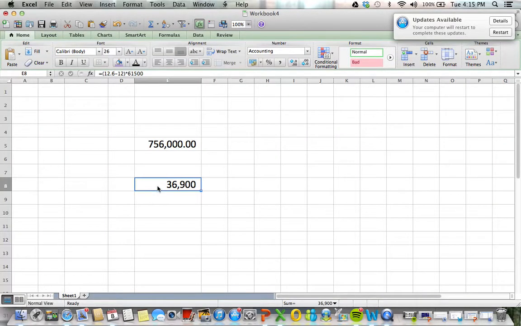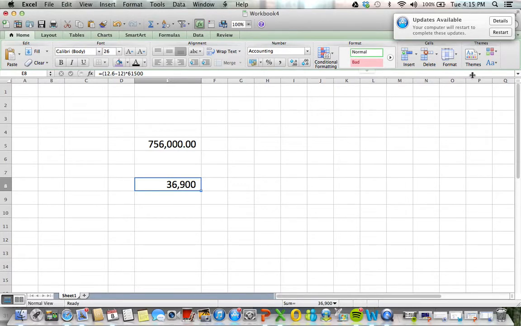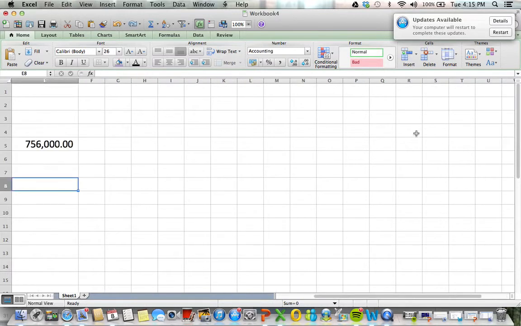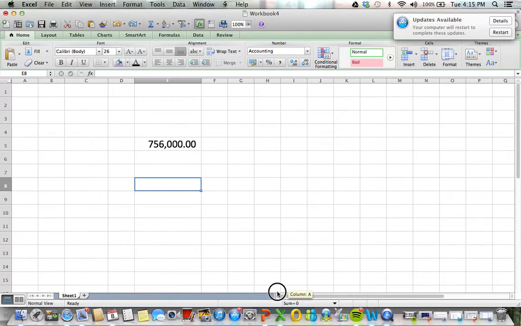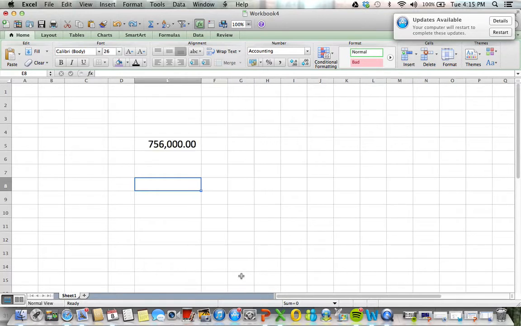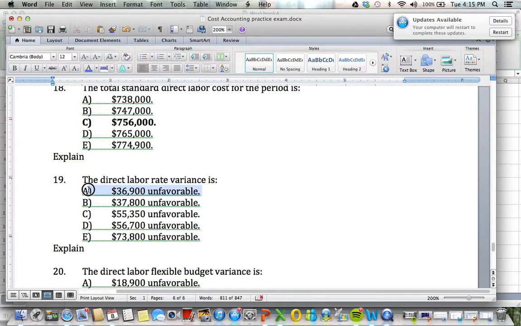Why? Well, because if you look, our rate went up from 12 to 12.6. So even using actual hours, 61,500, essentially per hour we spent 60 cents more than we thought we would, right? So that's how I got this number, the 36,900, and that's going to be answer A.